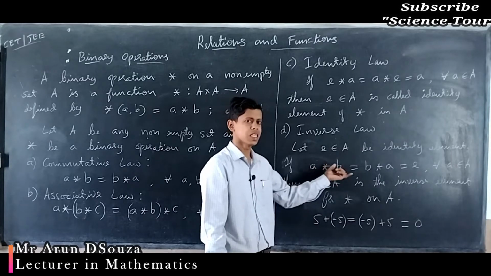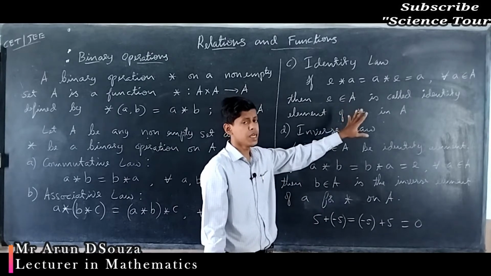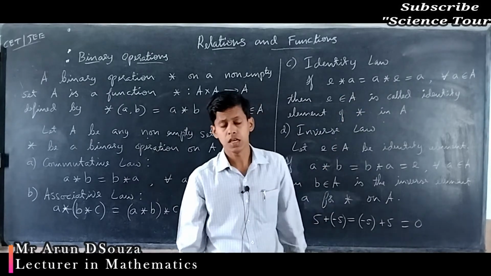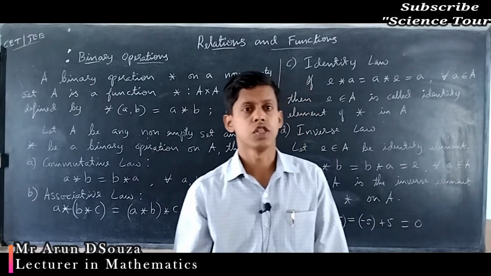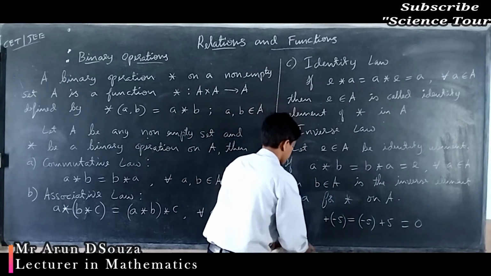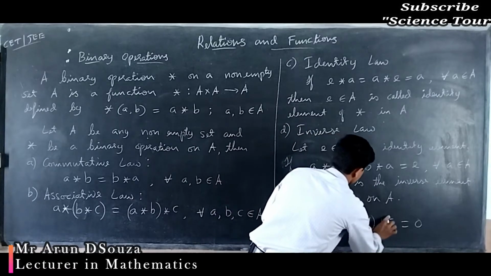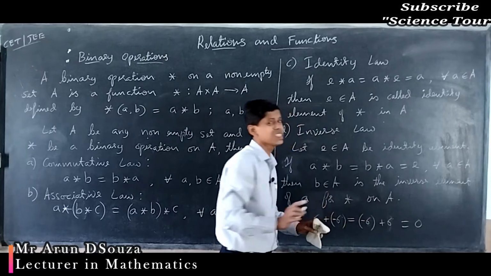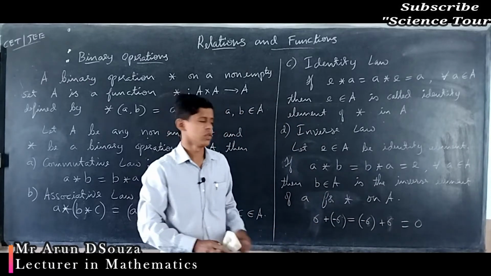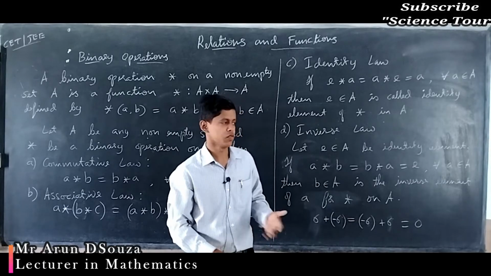So for every A you get a different inverse. Every element has a unique inverse, but the identity element is the same for that particular binary operation, whereas inverse changes, because if you take 6 here, then inverse is not minus 5, it will be minus 6. Identity element is the same, 0 for addition. So every element has one and only one inverse.